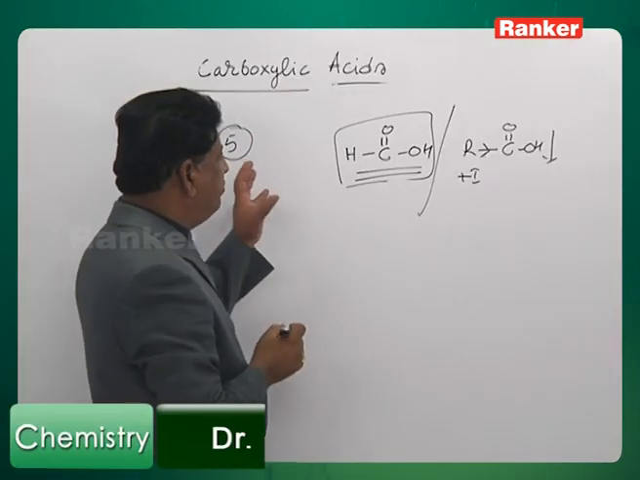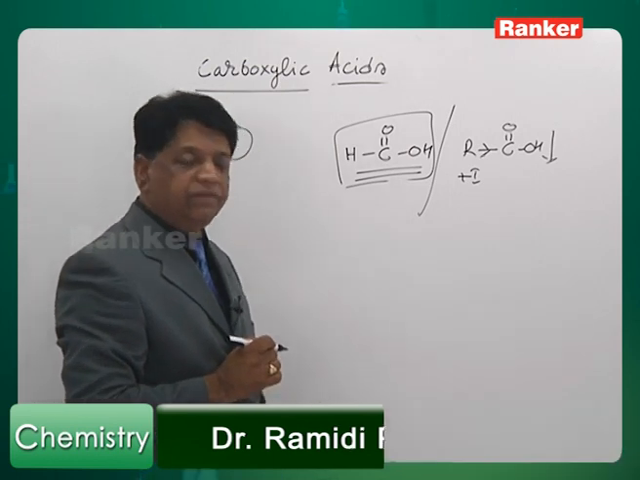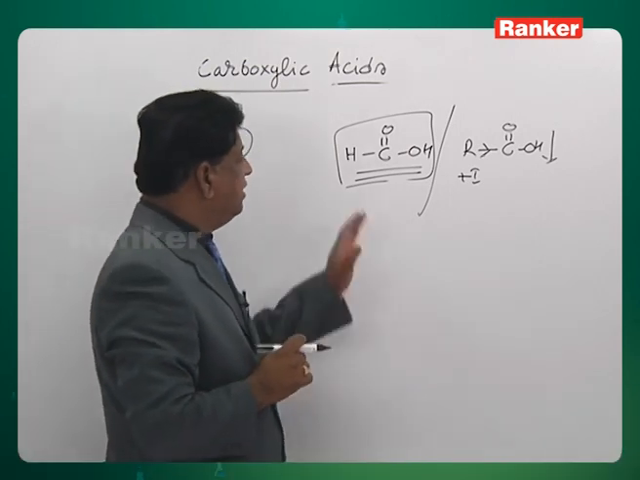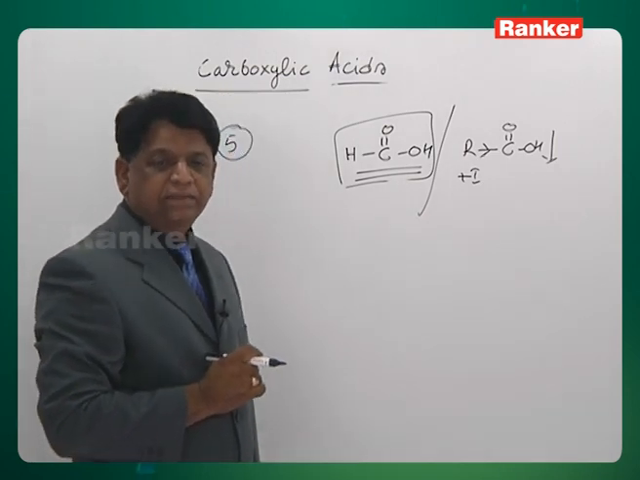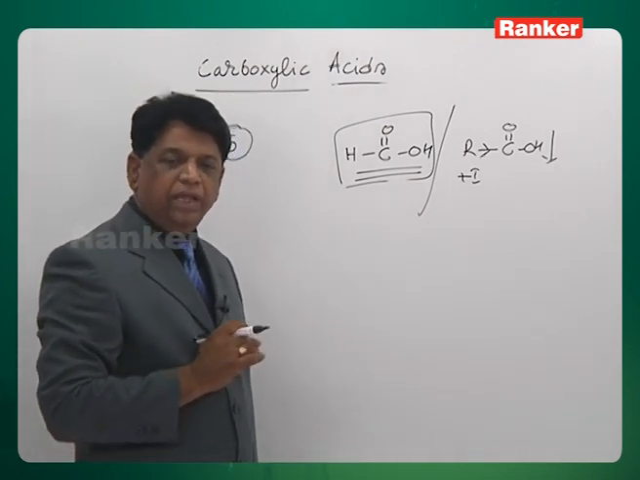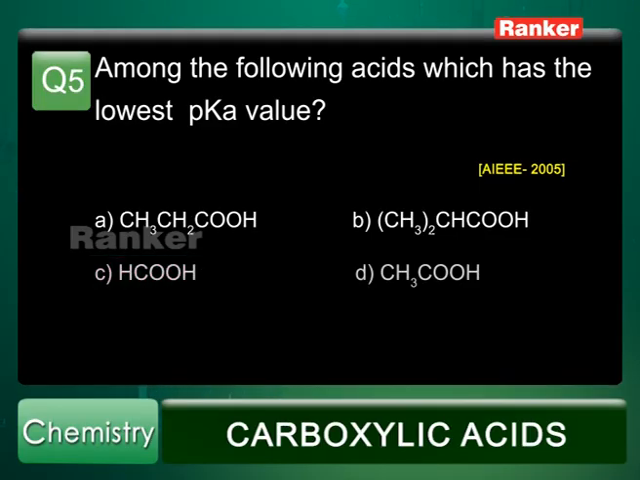However, if you have any withdrawing group like chloroformic acid, it would have become the strongest acid. But the question here is formic acid versus the other alkylated acids. So A, B, D are wrong answers. So the answer goes to option C.